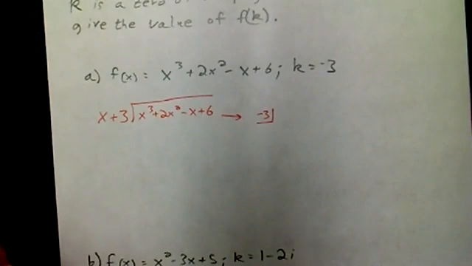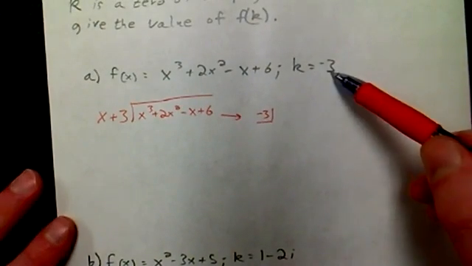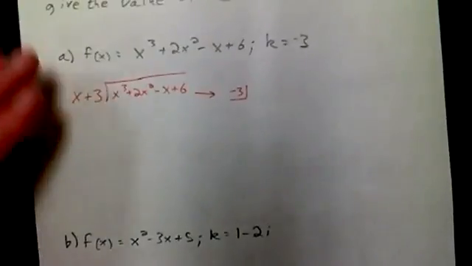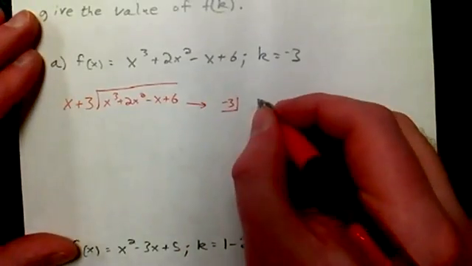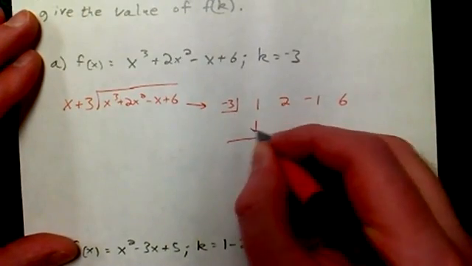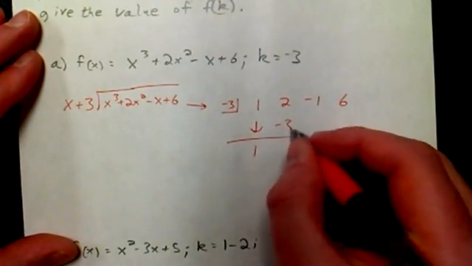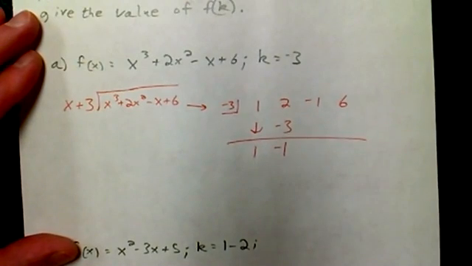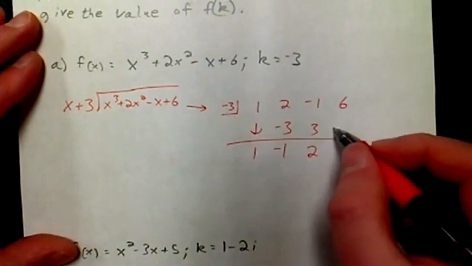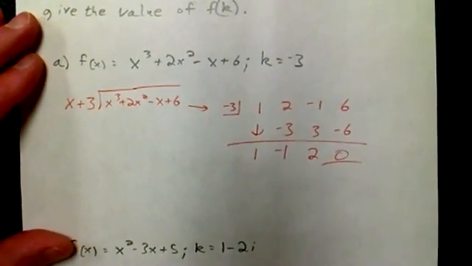And here's the thing to notice that'll save us a little time. Notice that k always matches what I put in the box, just like in this last problem. We said f of 2, that's what I put in the box. So that can save you a little time. So I have -3 and then all my coefficients. So I'll bring it down, I'll multiply it. -1, 3, 2, -6, 0.